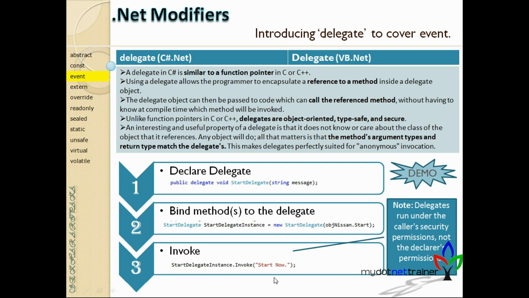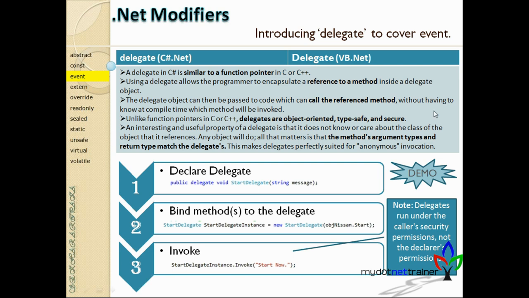In this case, I'm adding the start method, which is an instance method, part of the Nissan or car class. The third step is invoking the delegate. If you look at the steps that we have followed, all we did is invoke the obj Nissan start method, which I can do straightforwardly by creating the object obj Nissan and just calling the start method.